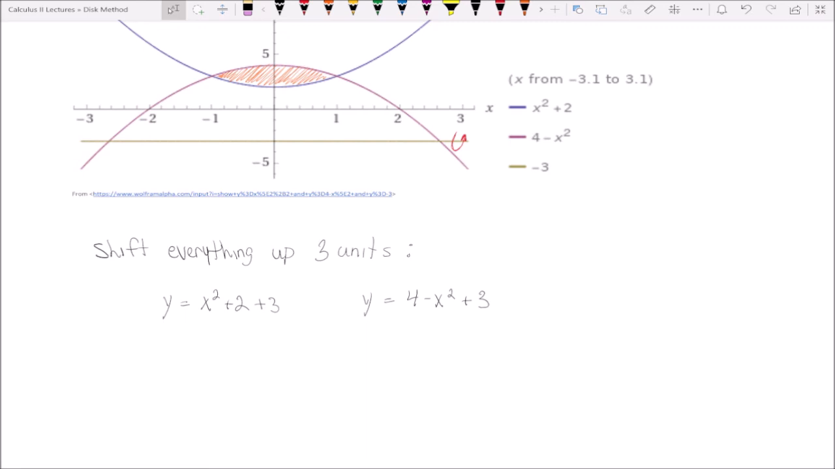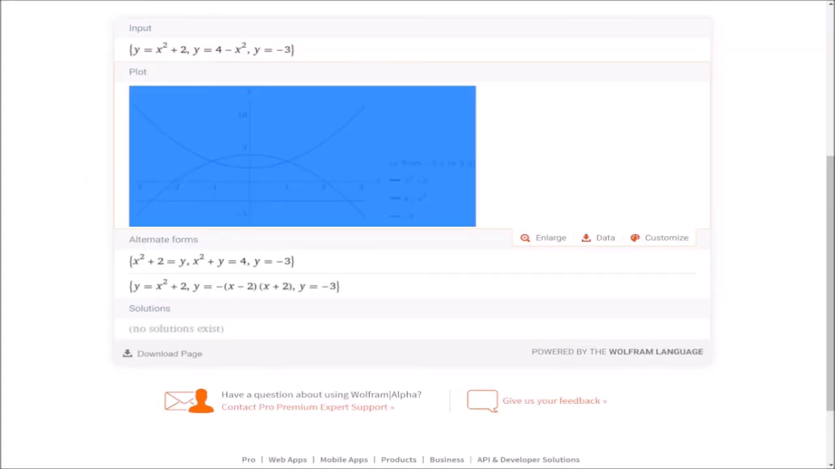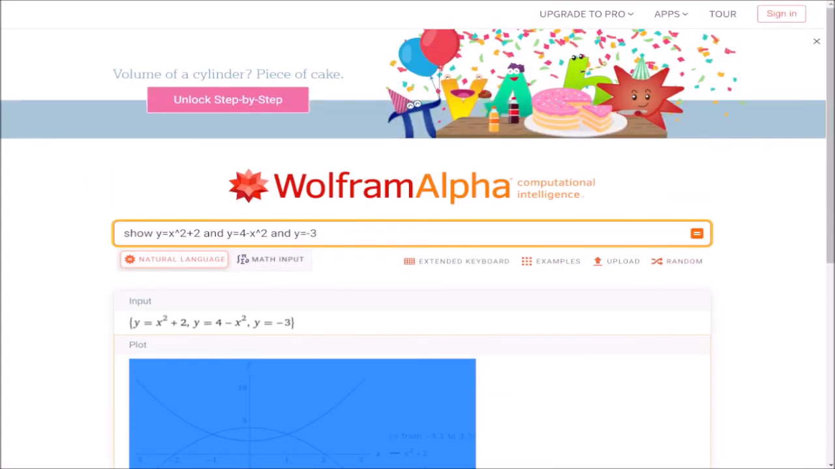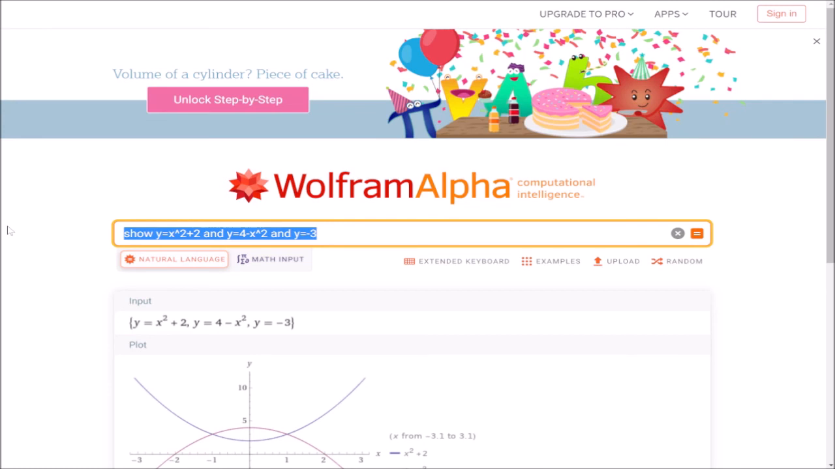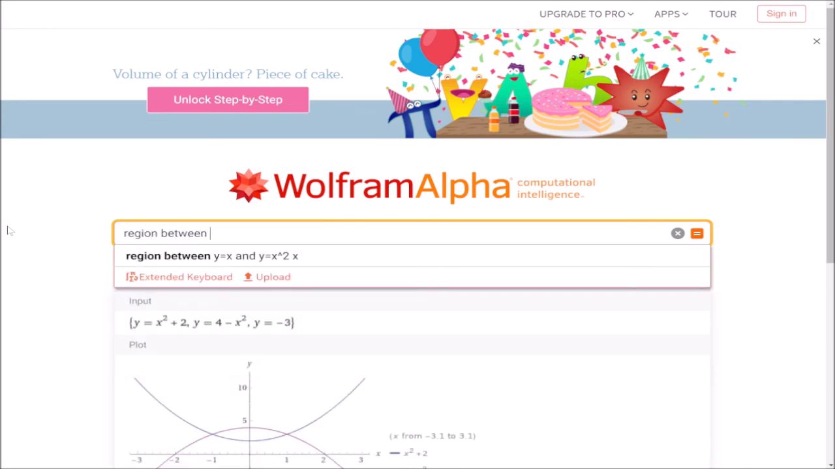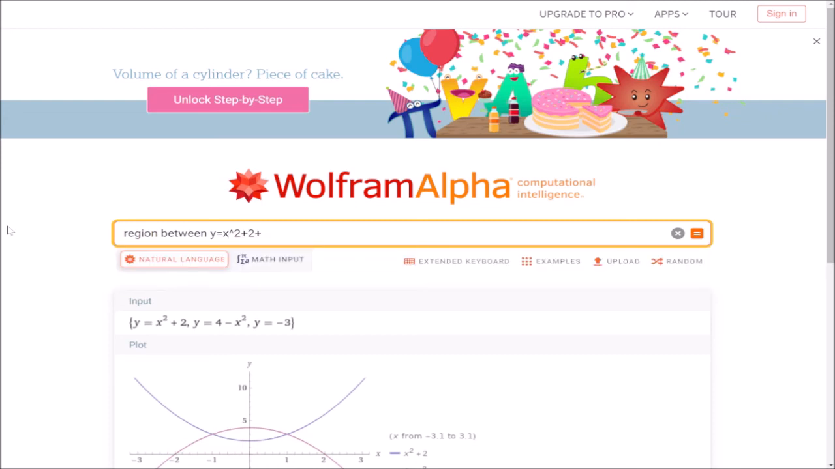And we didn't adjust these x terms, right? All we have to do now is determine these points of intersection, and that will give us our interval. Well, first, let's go ahead and show this new region. Right, so now I can do a region between, we said it was what? y equals x squared plus 2 plus 3 and y equals 4 minus x squared plus 3.